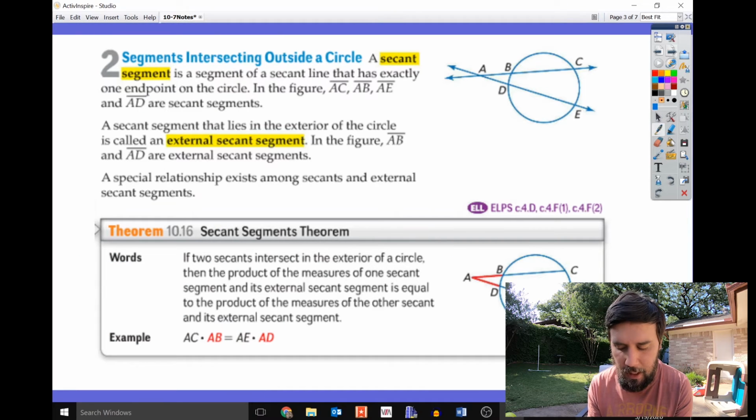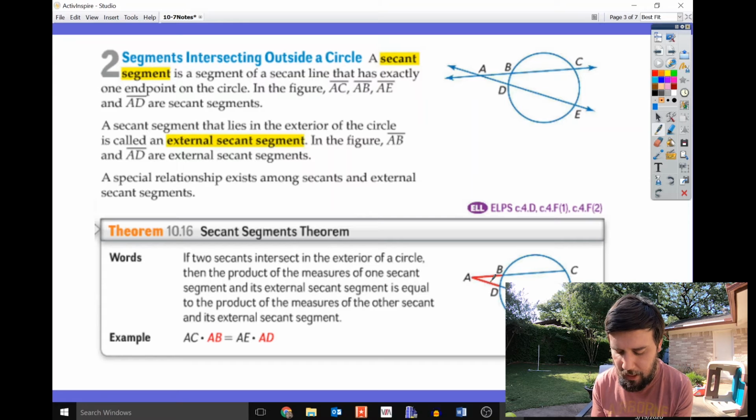I believe we have maybe just one or two more to deal with. The next one is the secant theorem, 10.16. So if I have two secants intersecting on the exterior of a circle, here's my example. Pretty similar to our last lesson, but we're not dealing with the angles at all. Now we're dealing with the lengths of the segments. That's the difference between today's lesson and yesterday's lesson. Yesterday we were looking at the angles. Today I'm looking at the lengths of the segments.